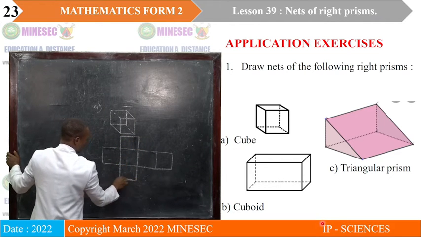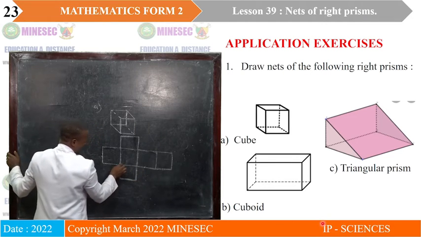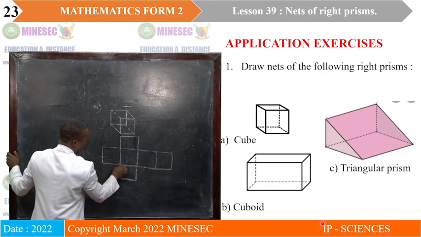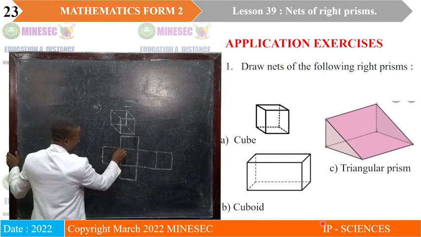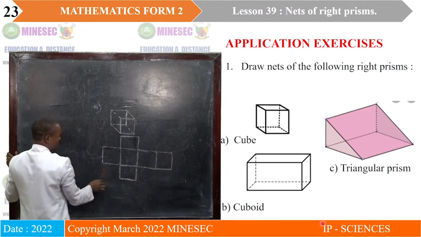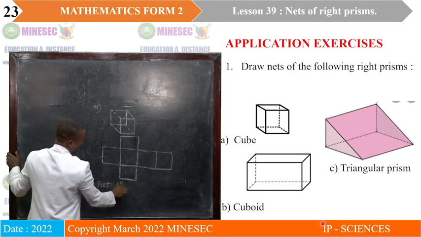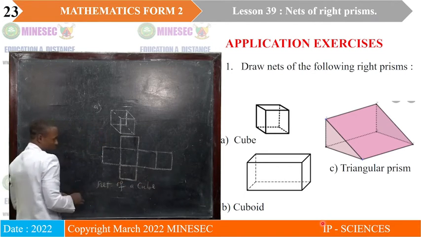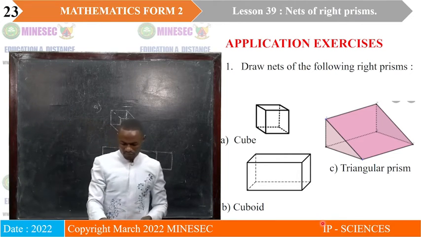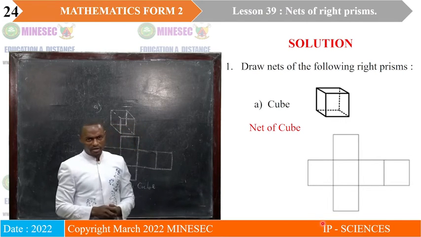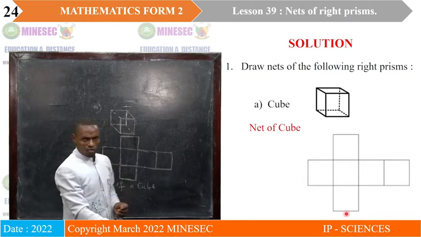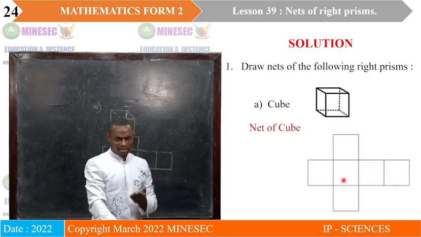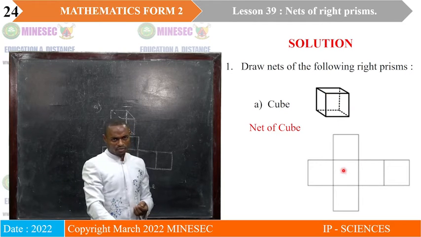And please, care should be taken that a cube has equal sides or equal edges. Therefore, all the faces forming the net must be equal or must be identical. So please, this is the net of a cube. As you can see the solution displayed, that is actually what I've been trying to illustrate. So looking at that cube and the net, you see that when that net is opened up, you have six faces, as you can see displayed.